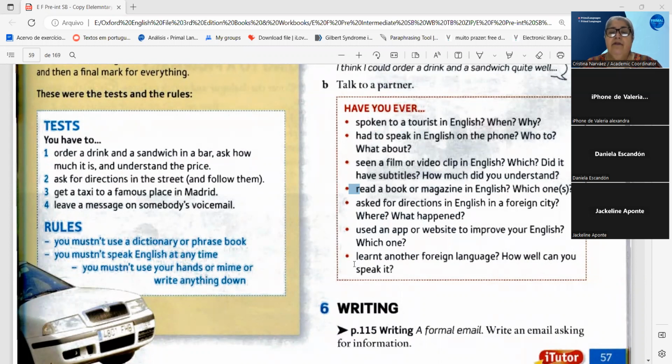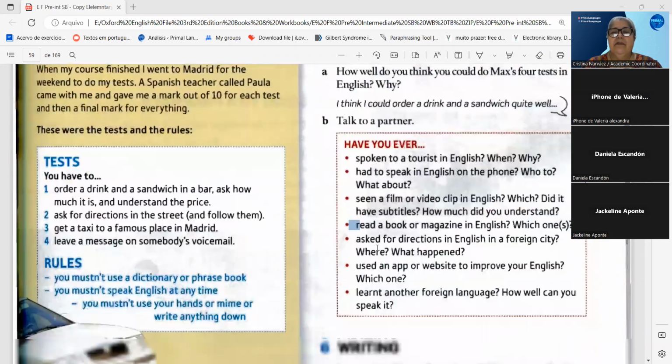Jacqueline, have you ever learned another foreign language? Yes, English. Yes. How well can you speak it? I think quite good, right? Quite good means suficiente, bien. Yes. Okay? Okay, then.